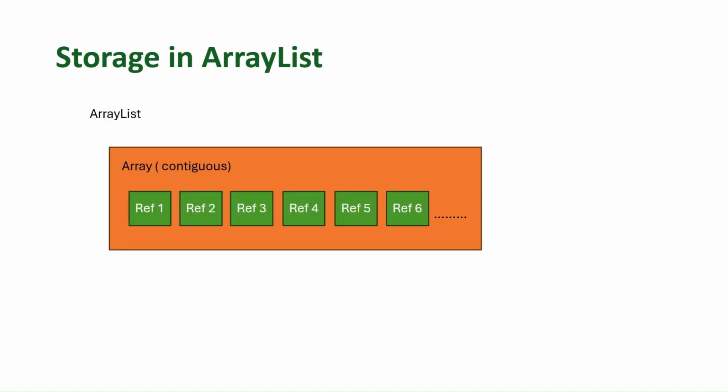I have a visual representation here that will shed light on what's happening behind the scenes. Picture the ArrayList as a container, and within that container we have an array, a structure lined up with references. As you can see on the screen, here is an ArrayList represented as a box. Inside that box, we have an array, and this array is contiguous, meaning the memory locations for references are right next to each other.